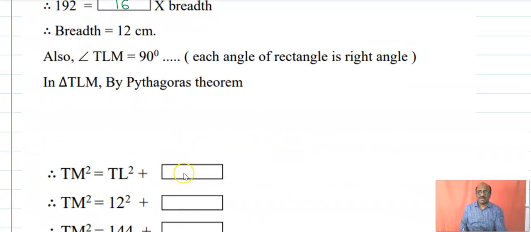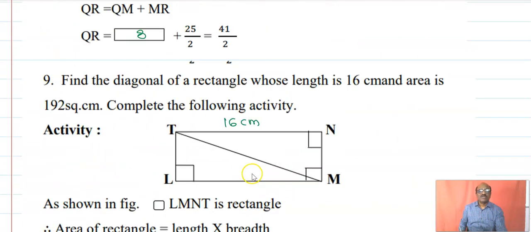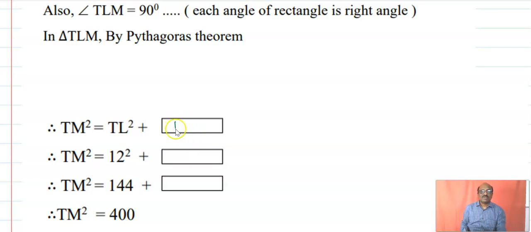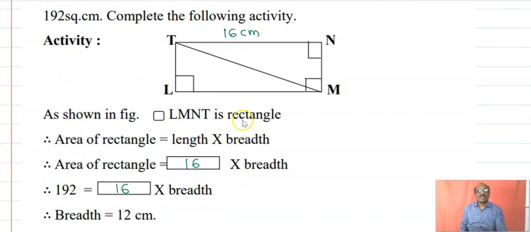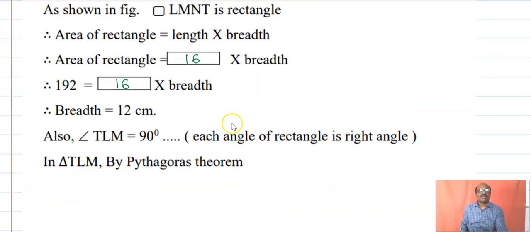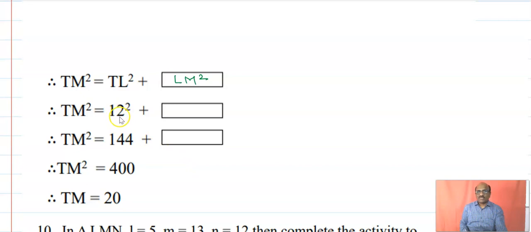And again by the Pythagoras theorem, TM square is equal to TL square plus LM square. What is your TL? TL is equal to 12. Here the breadth is 12. TL is 12, this is also 12. That is 12 square, and next is LM square.